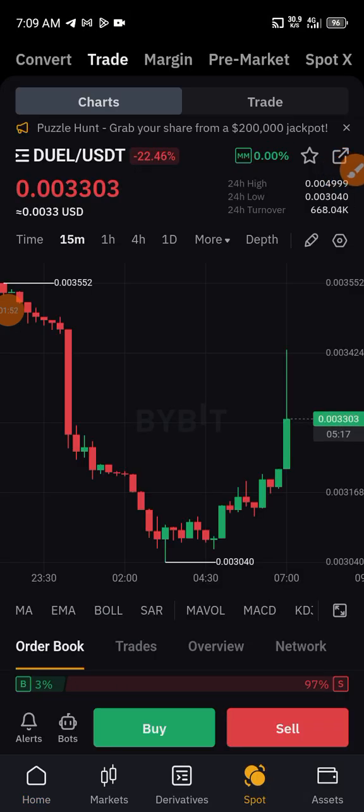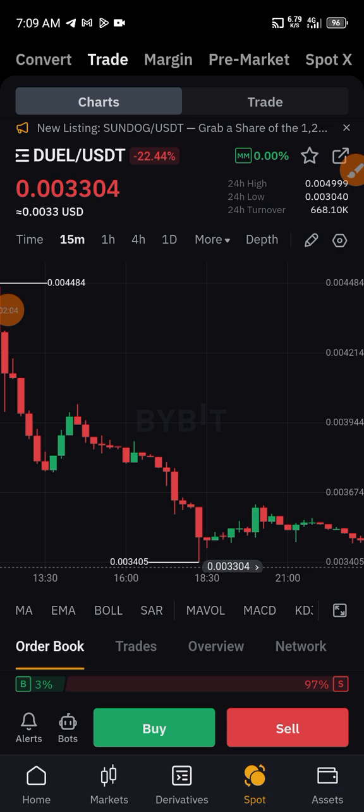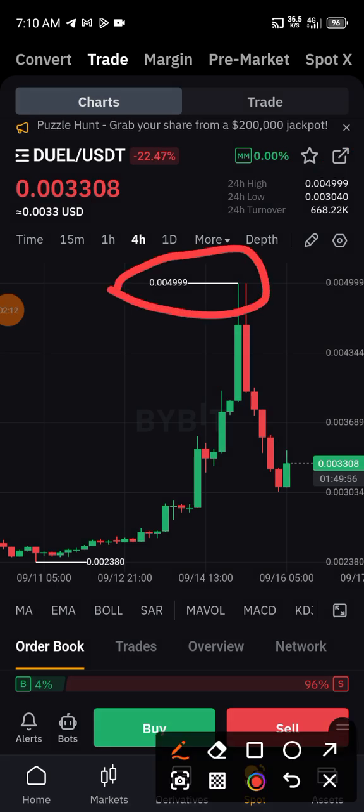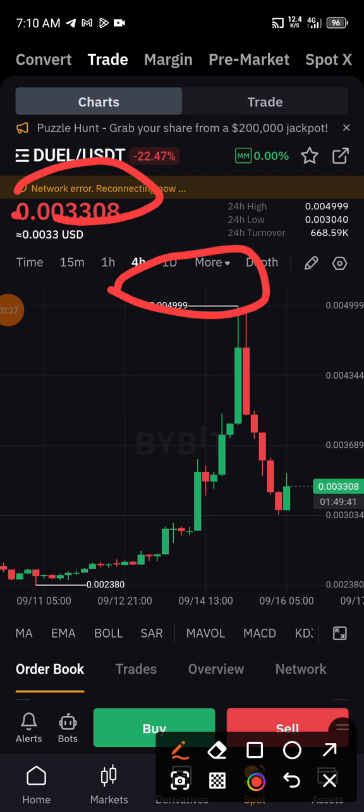Wow, DUO has been doing very poorly in the past days, but it has shown a sign of going much higher today. So you can see how far it has been going down. Let's check out the 184 hours. You can see DUO has declined from 0.004 in the past few hours, and the price is currently here at 0.003, right?